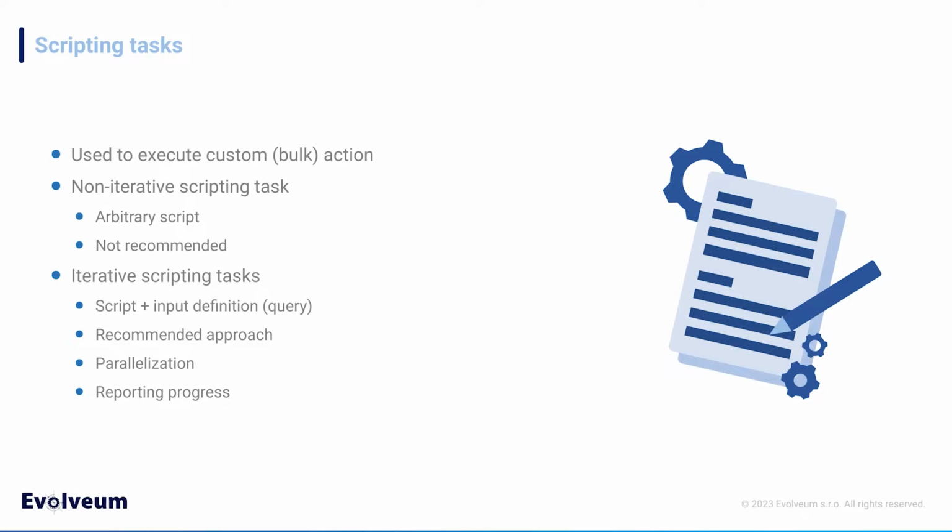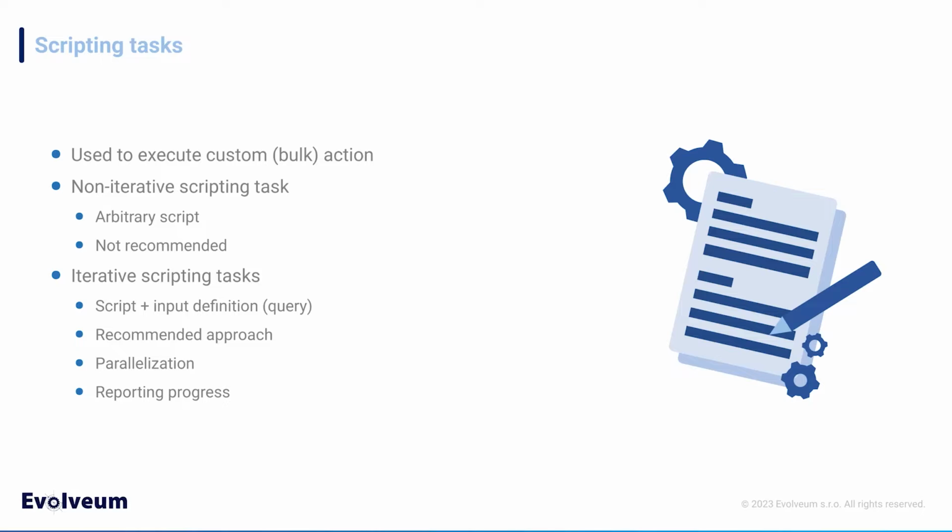the iterative scripting task. And these tasks have two parts. The first one is the script defining what should happen. And the second is the definition of input for that script. So basically a query for some objects. So you might define that this will run on all users from a given organization unit, or on all rows, for example.